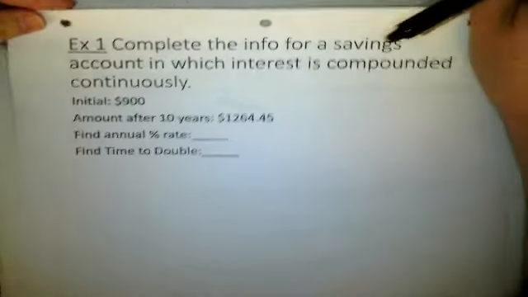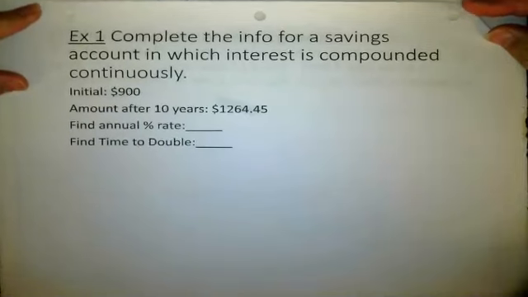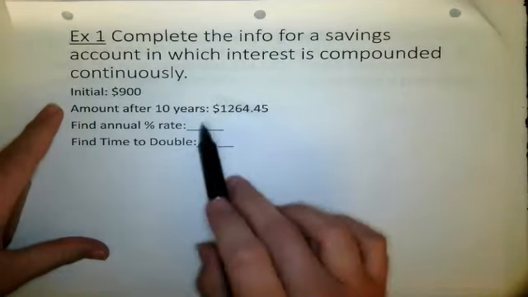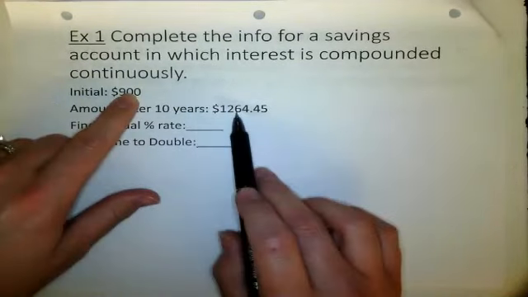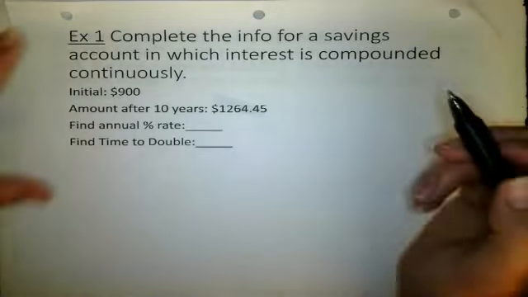Example 1: complete the info for a savings account in which interest is compounded continuously. The first group of problems you've got today are basically fill in the blanks. You're given a little bit of information to go on, and it changes each time, so you have to look at what you're given and then figure out the other stuff. Each problem has a bunch of different parts to it. So, look at what you're given and see what we can learn from that.